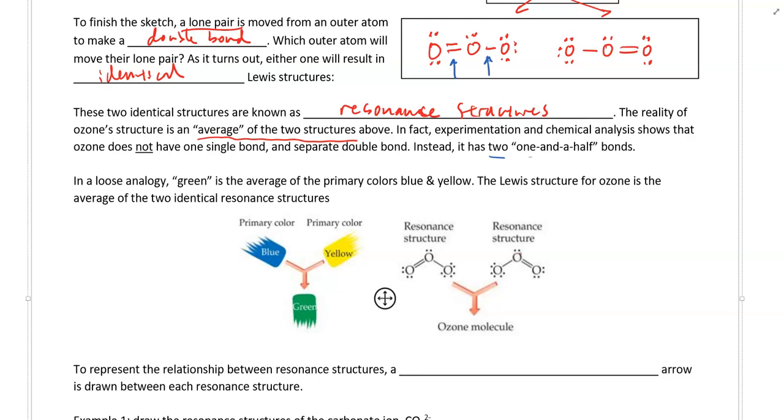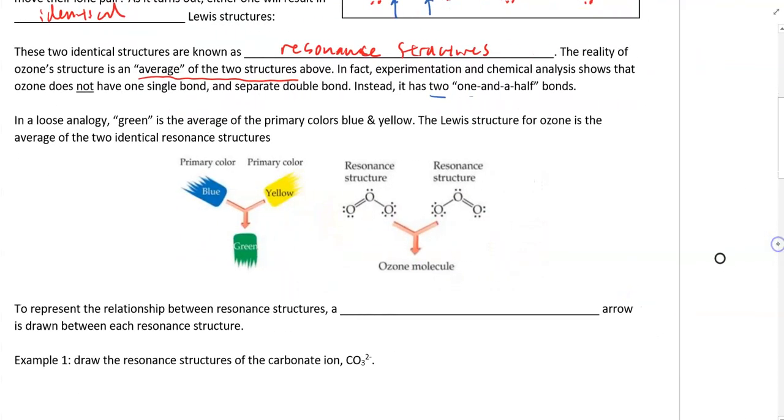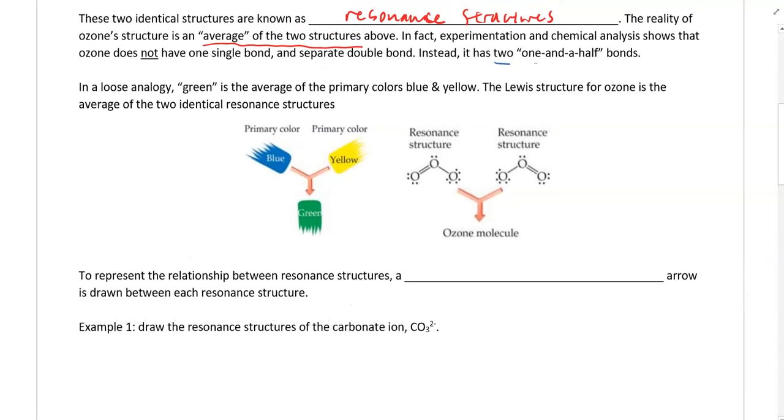It's the thing in reality out there in the world, in our atmosphere and everything. But for us to draw on paper, it's a little more complicated. So really, we just kind of assume that both of them exist, and they kind of go back and forth. They sort of exist at the same time. To help indicate that, we represent the relationship between these resonance structures.